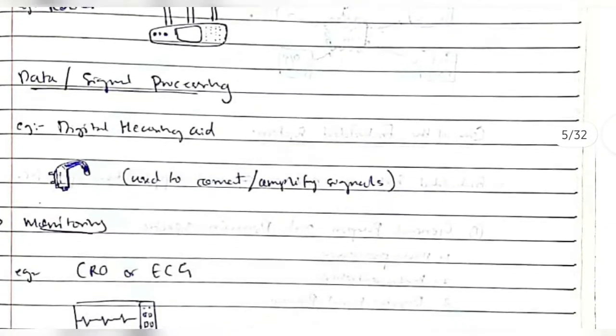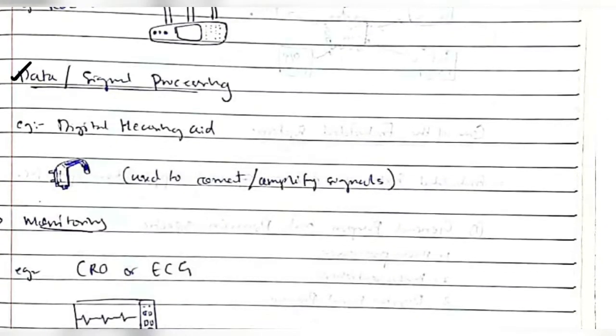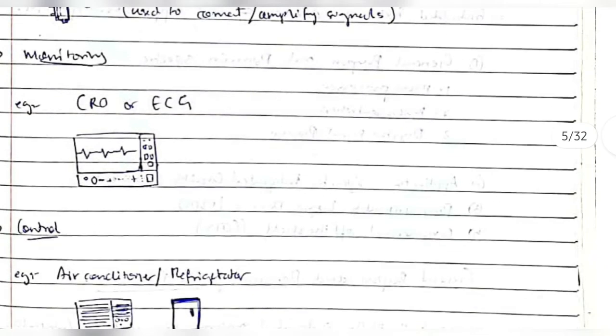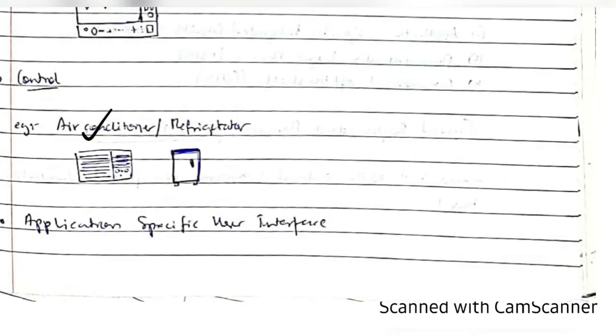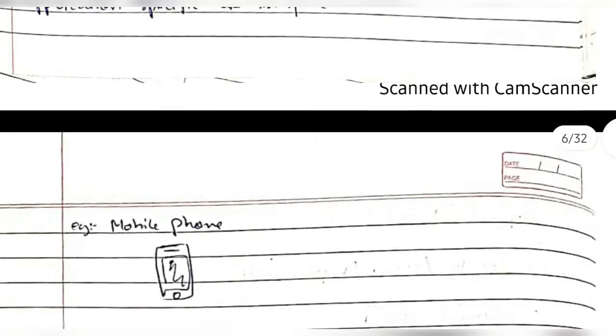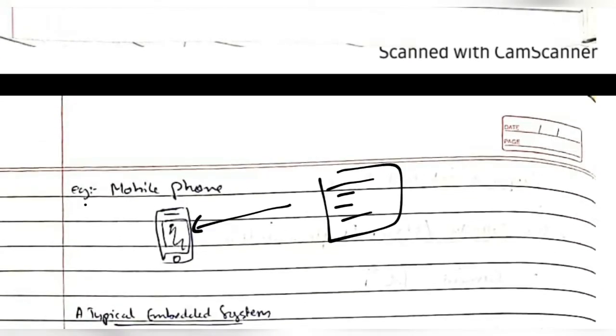The third one is digital signal processing, for example a hearing aid, which is used to correct or amplify signals so the person can hear the sound. For that also, embedded systems are used. The fourth one is used in hospitals, where the heartbeat is represented in the form of digital signals by using an embedded system. The next one is the air conditioner and refrigerator, to set the temperature of each. And the last one is the mobile phone. Embedded systems are used so that we can run various applications on the mobile phone.